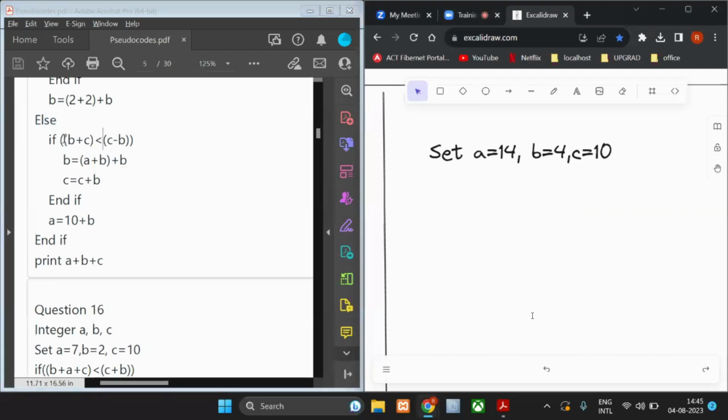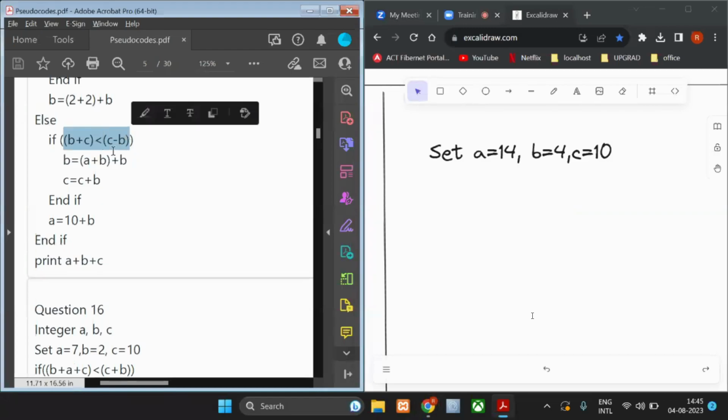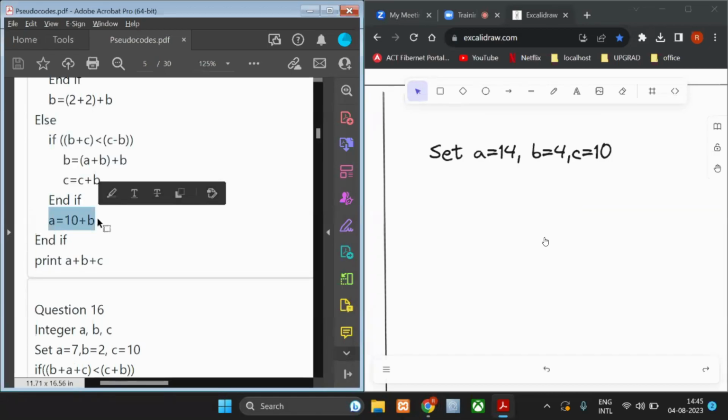In the else part, again, we have a condition. You can clearly say that it is false, because for the addition of two numbers, how can it be less than the subtraction of the same two numbers? Addition means the value will be more. Subtraction means the value will be less. So b plus c is less than c minus b. Obviously, the value is false. So no need to execute all this. You can directly go to a equal to b plus 10 again.